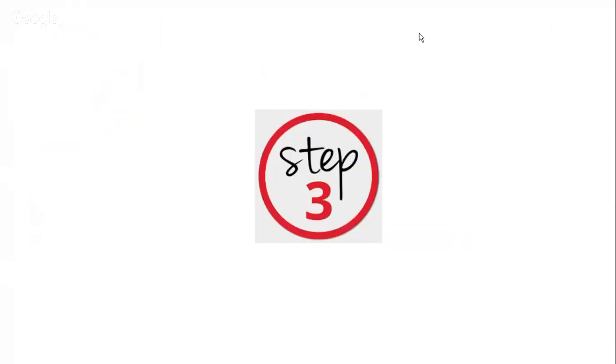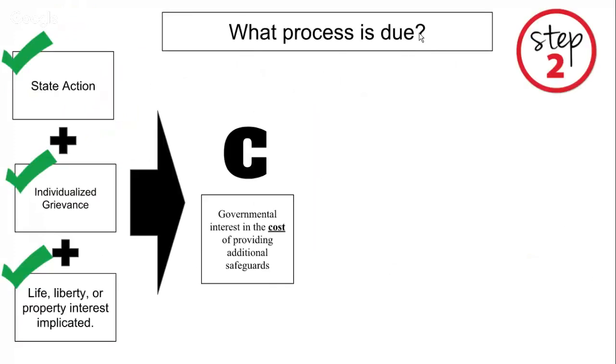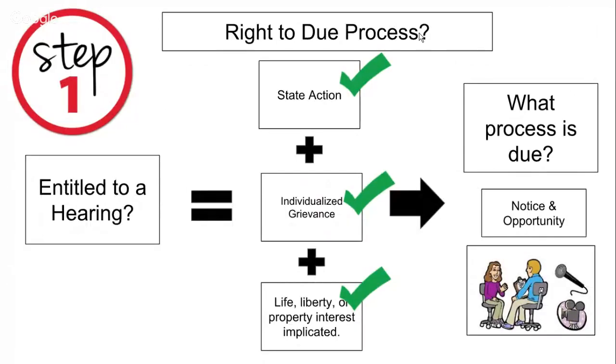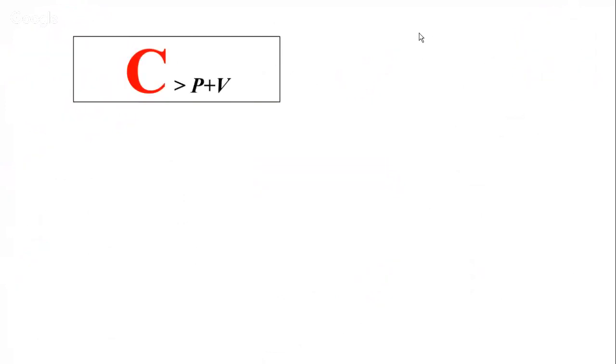So after step two, then we move to step three. Now, in step three, we're making an evaluation. If the cost of governmental procedures is extremely high and the private interest and value of additional procedures are low, what do you get at this point, Maria? You don't get a hearing. What process do you get though? What due process do you get, if any? I'm not sure. Well, remember earlier you said that when you checked all three of these boxes, you got notice and opportunity to be heard. So you've checked all three of these boxes, but it's come out that the cost to the government is extremely high and the private interest and value are extremely low. So what process do you think would be due at that point?